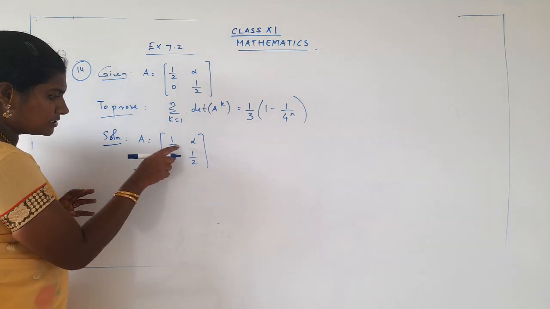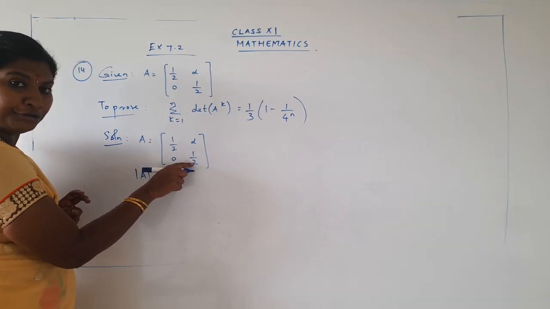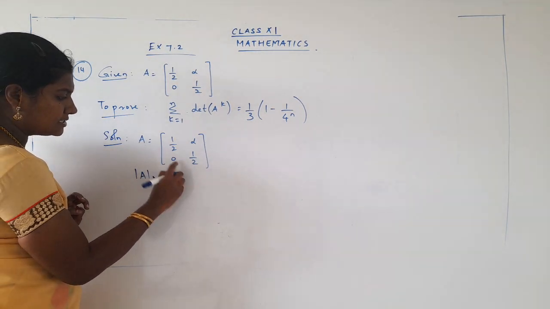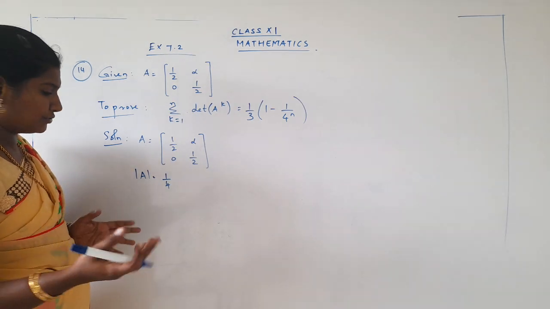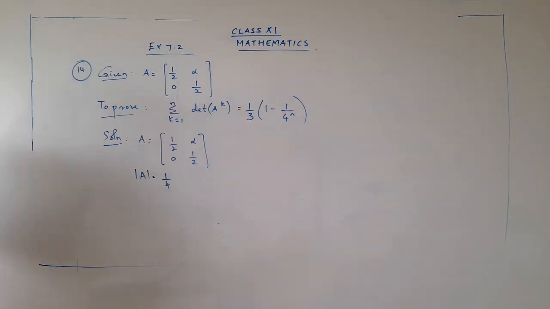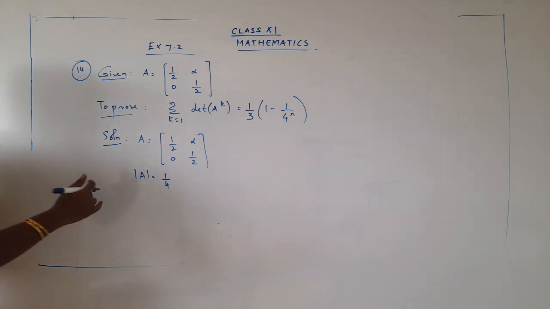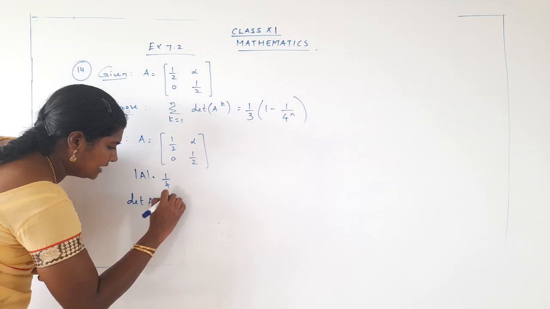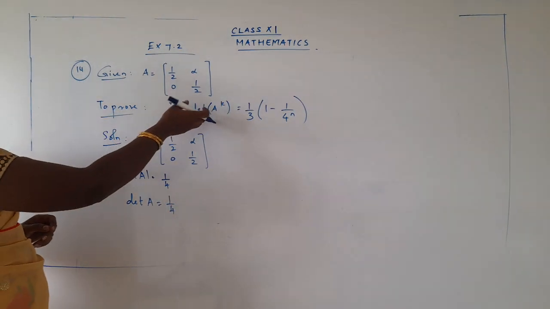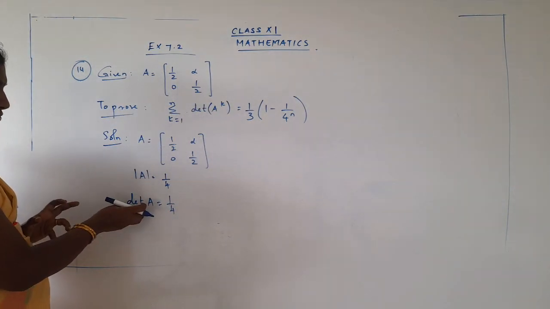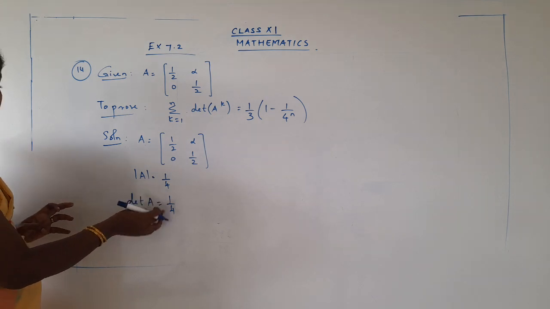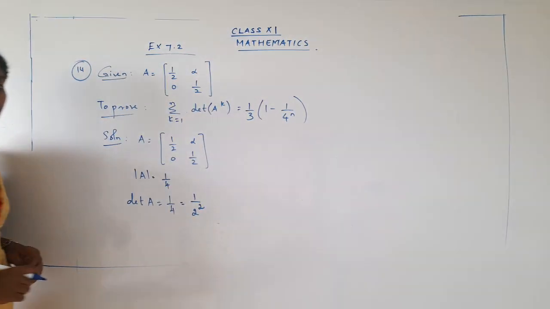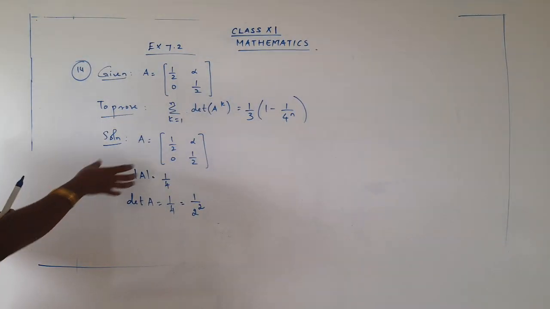So determinant A is just cross multiply this. Half into half is 1 by 4, minus 0 into alpha. What is 0 into alpha? 0. So the answer for determinant of A is 1 by 4. I'll write down here determinant of A is equal to 1 by 4. I can write this as 1 upon 2 square. How can you write 4 as 1 upon 2 square? So just complete the step.